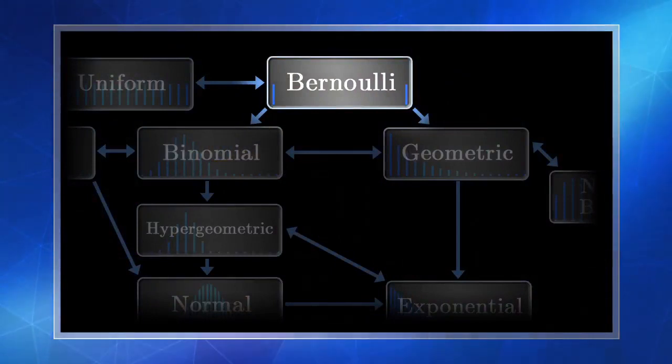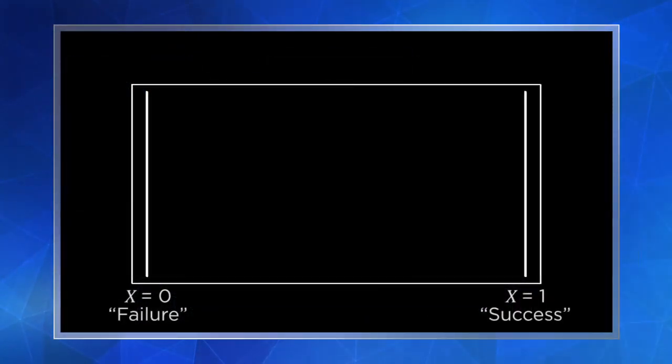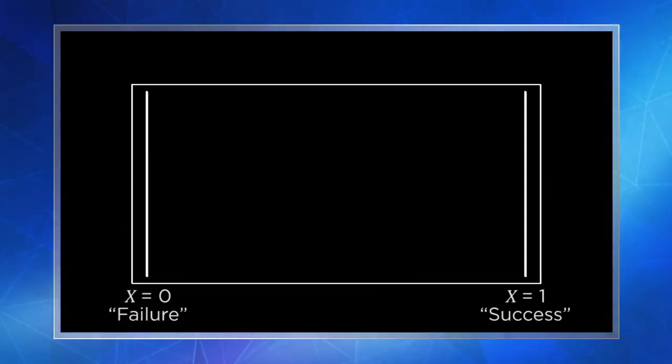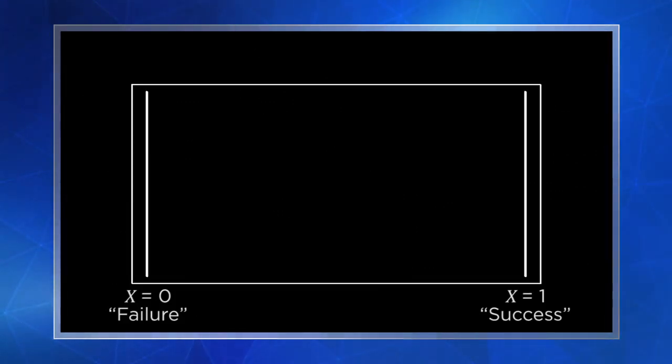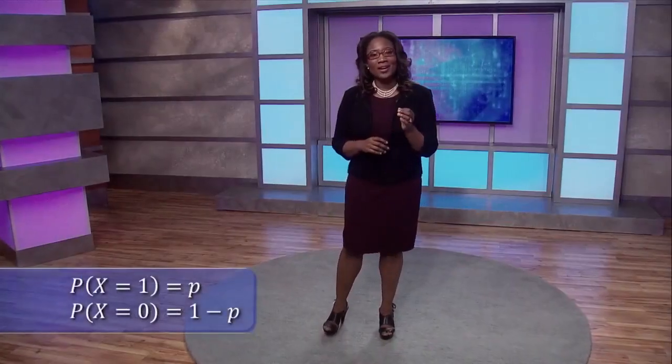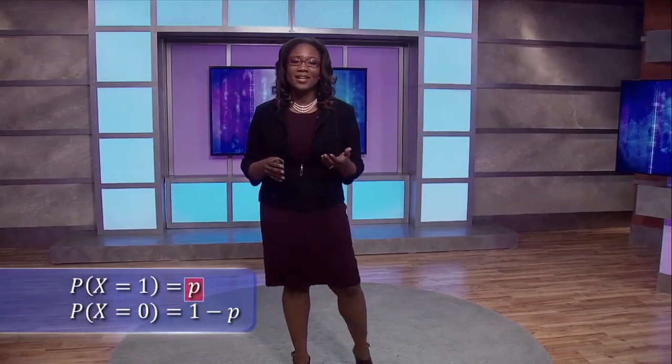win or lose. Let's define x equal to 1 if a success occurs, and x equal to 0 if a failure occurs. Well, then we call x a Bernoulli random variable, where the probability that x equals 1 is equal to p, and the probability that x equals 0 is equal to 1 minus p, where p in this case is our probability of success. Well, the Bernoulli random variable is actually the building block of several of these distributions.